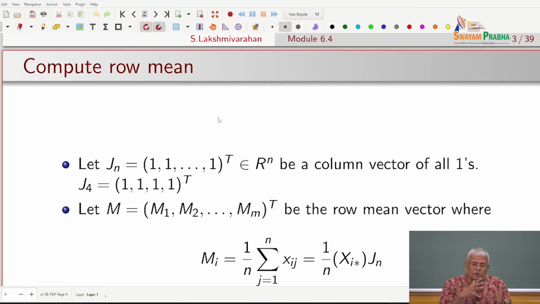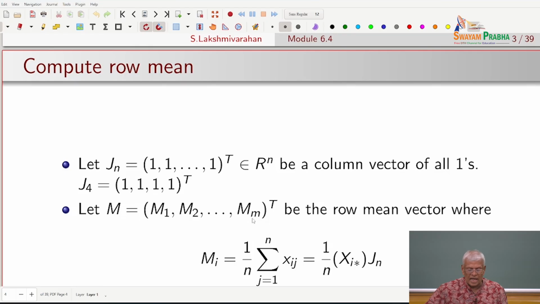So in order to be able to perform these averages, I am going to introduce certain matrix operations using which I can compute the quantities needed for centering, the quantities needed for scaling. So let Jn be a vector of size n, all ones. So let Jn be a column vector, all of whose elements are 1. For example, J4 is this.